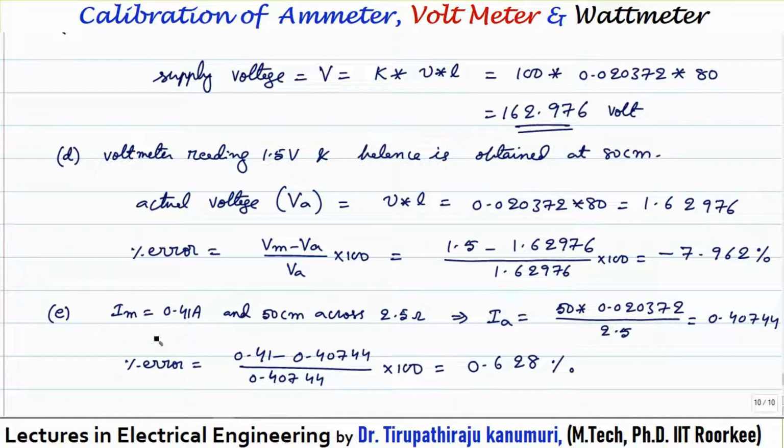Now coming to the ammeter, it is mentioned the ammeter is showing a reading of 0.41 amperes and the balance is obtained at 50 centimeters across the 2.5 ohm resistor. So current will be equal to the voltage drop across this resistor divided by the value of the resistance. Balance is obtained at 50, so 50 multiplied by the voltage drop per centimeter, 0.020372, divided by 2.5. This will be 0.40744. Percentage error will again be measured value minus actual value, divided by actual value, into 100. You will get 0.628 percent. The error is positive because the measured value is greater than the actual value.